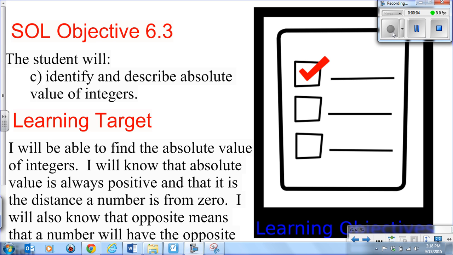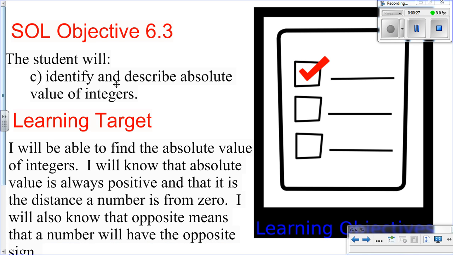The SOL objective is 6.3 and the student will identify and describe absolute value of integers. And at the end of this video you should be able to say, I will be able to find the absolute value of integers. I will know that absolute value is always positive and that it is the distance a number is from 0. I will also know that opposite means that a number will have the opposite sign.